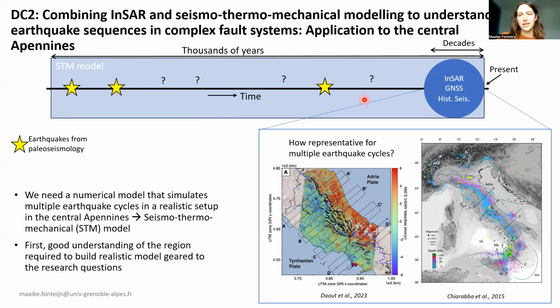And this way, for example, we can get an idea of how representative the measurements we're doing now are for the rest of the seismic cycle. So, for example, if the interseismic signal is stationary over multiple earthquake cycles or not, and also if the seismicity changes through time. But first, a good understanding of the region is required to build a realistic model.